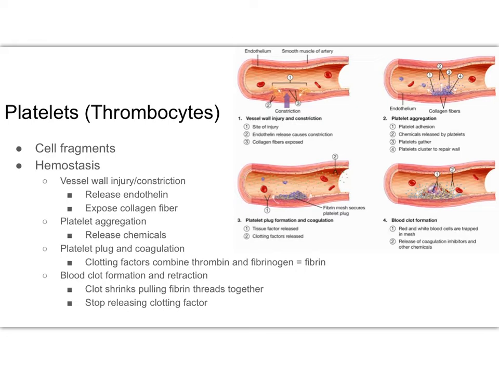Okay, our last type of cell here is technically a cell fragment. Okay, these are our platelets or our thrombocytes. So these are really important with blood clotting. So these are small cell fragments, and again, their main job here is hemostasis. Stasis means to stop, right? So that is our fancy term for blood clotting or stopping the bleeding.